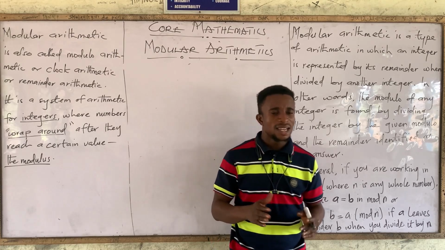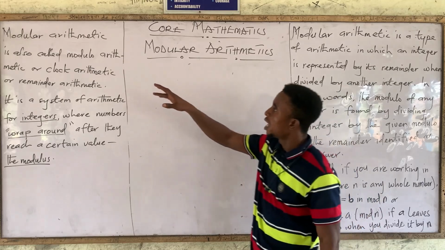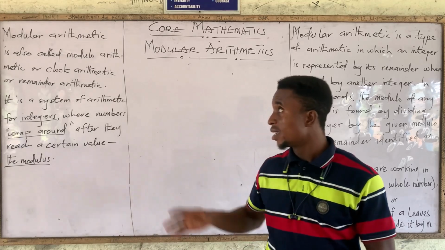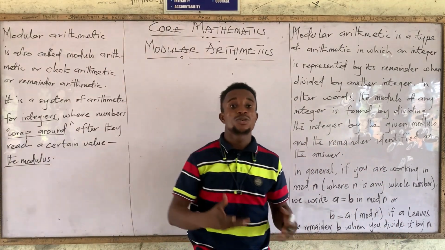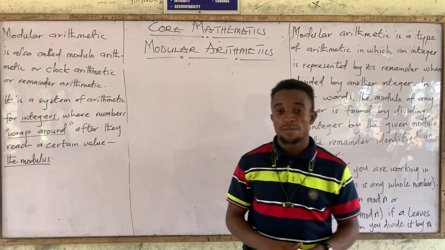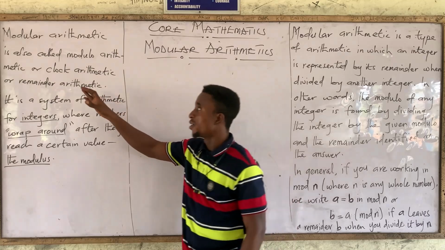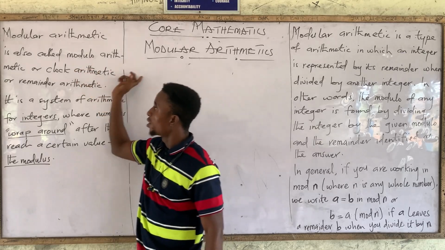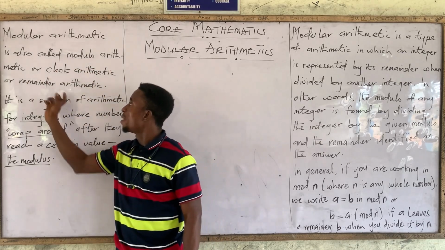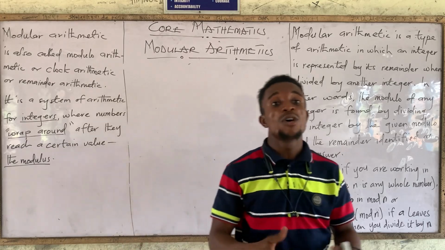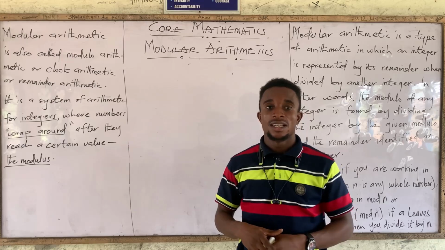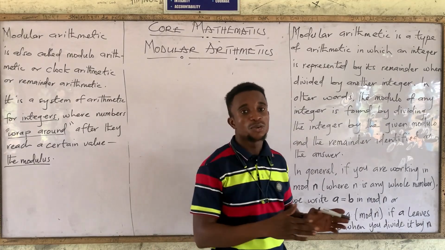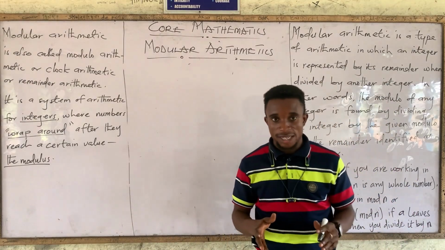Please, are we getting that? Let's now proceed. When we say modular arithmetic, what does it mean? Some people also call it modulo arithmetic. Also, some people call it clock arithmetic, and you can also call it remainder arithmetic. So in all, you can call it any of these. Very soon we will be looking at the reason why we call it clock arithmetic and also remainder arithmetic. Please, are we getting that?